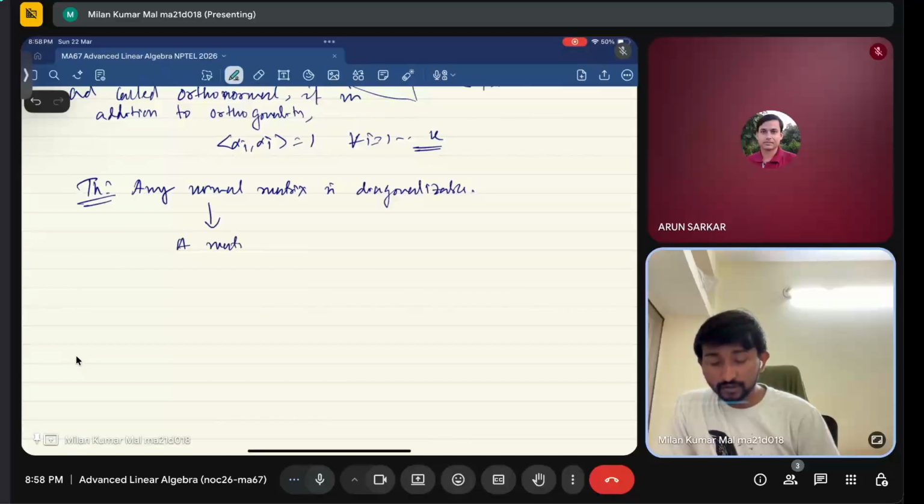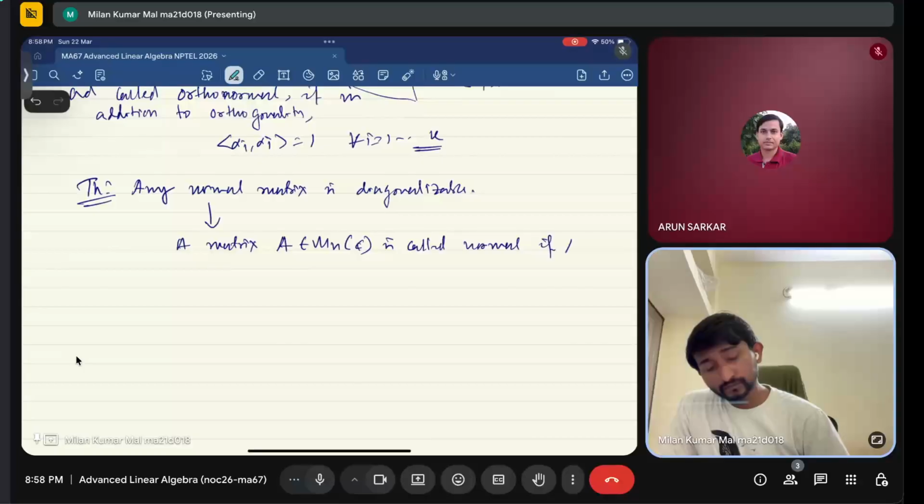A square matrix A in M_n(C) is called normal if A*A equals AA*. So in particular, any self-adjoint matrix is normal.